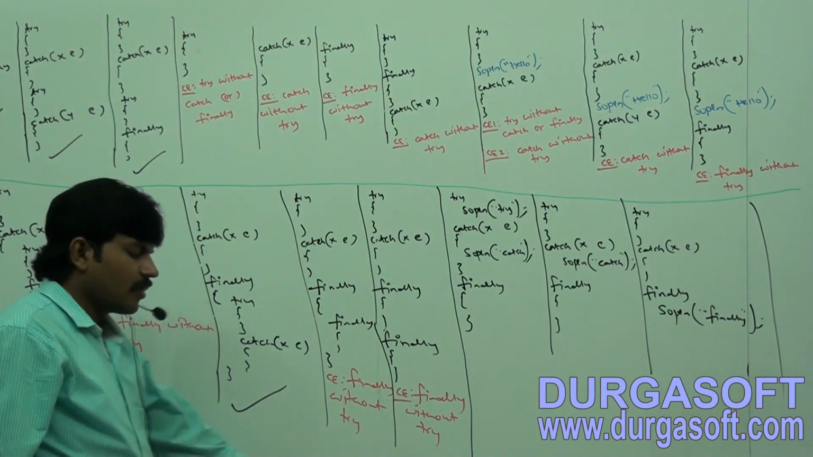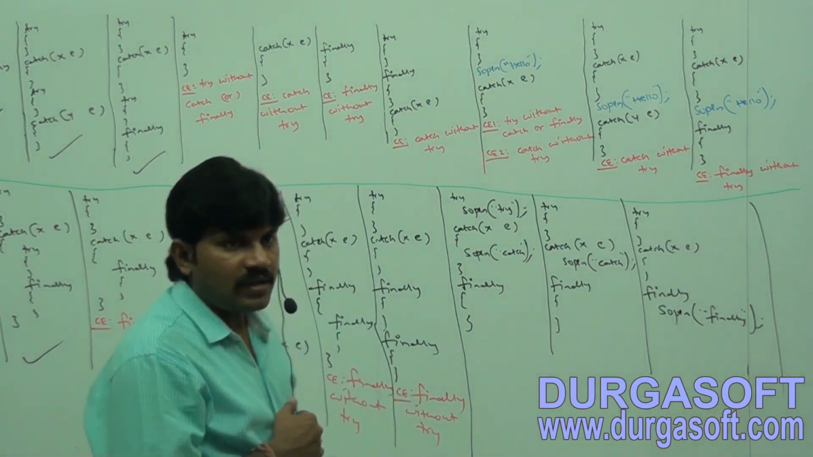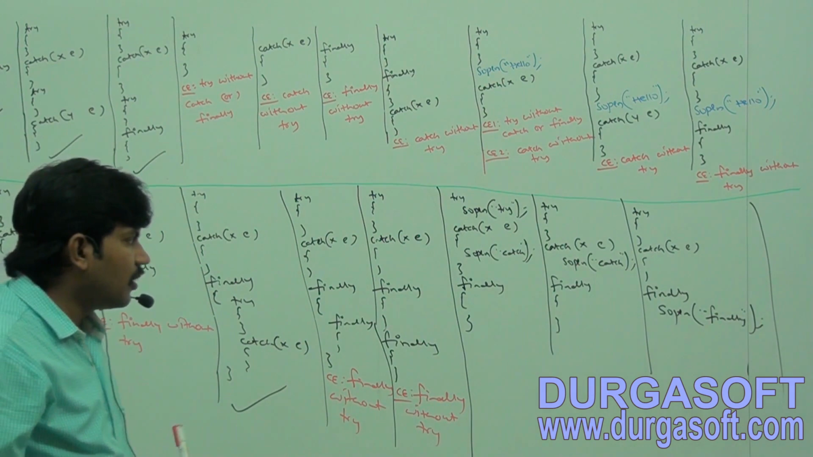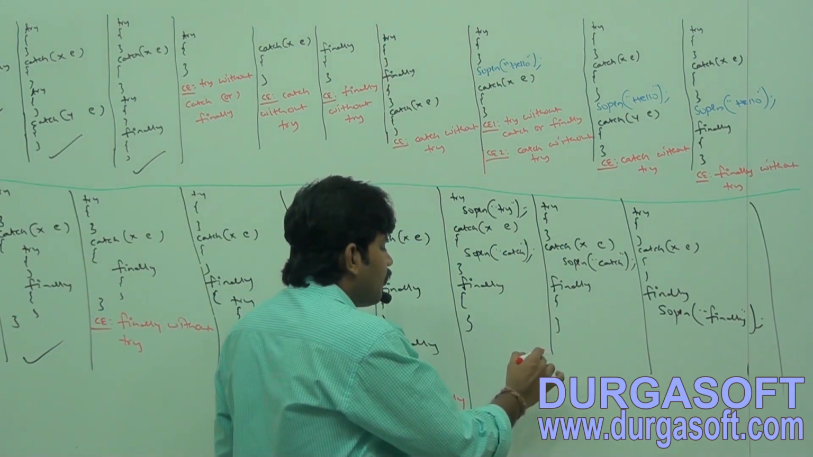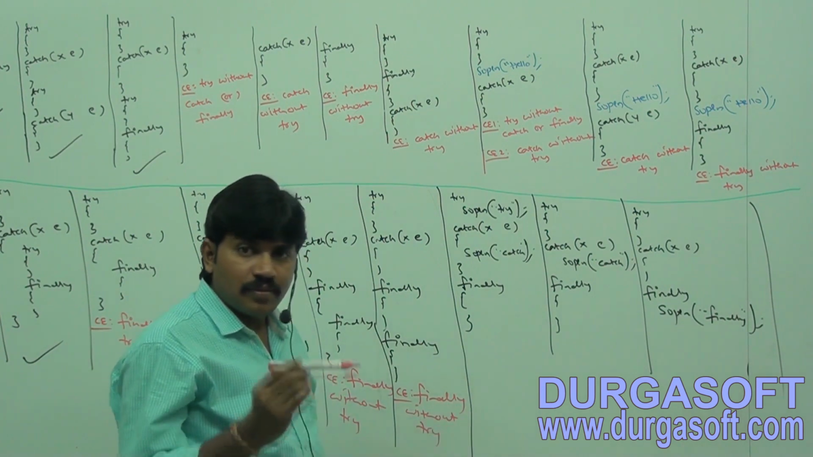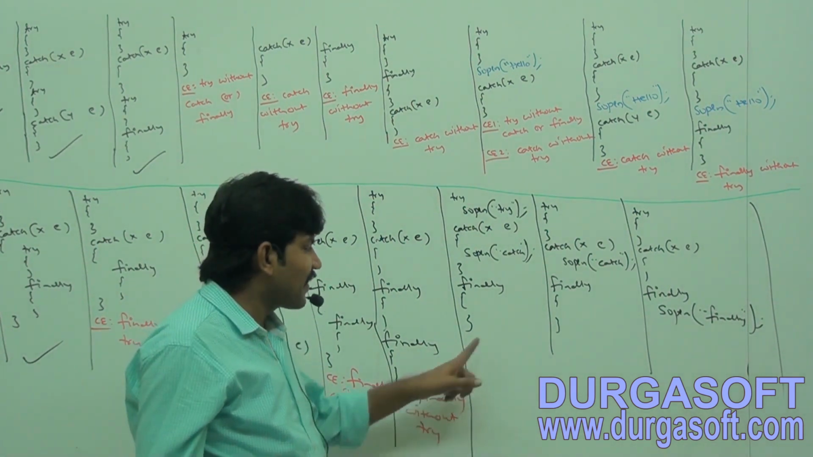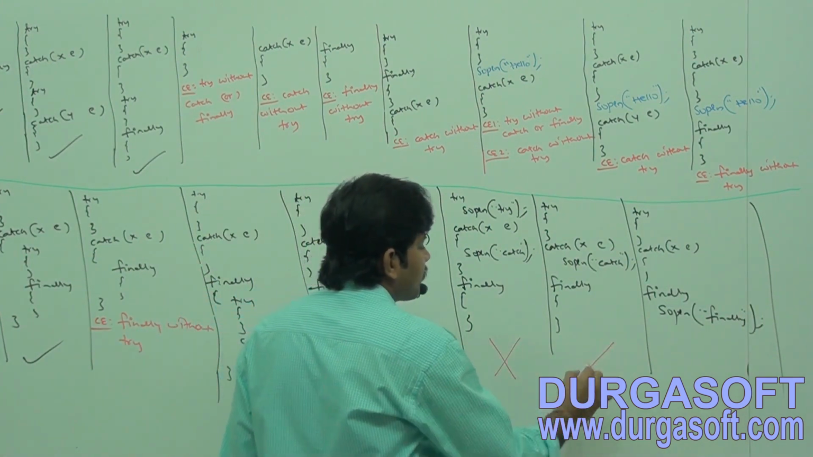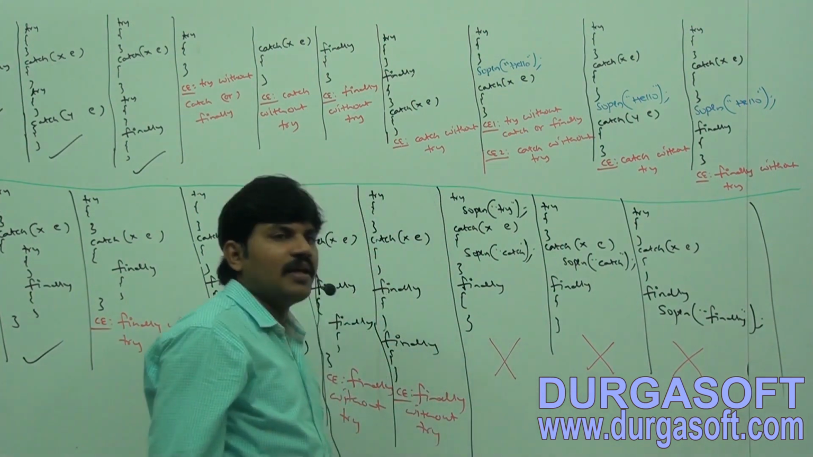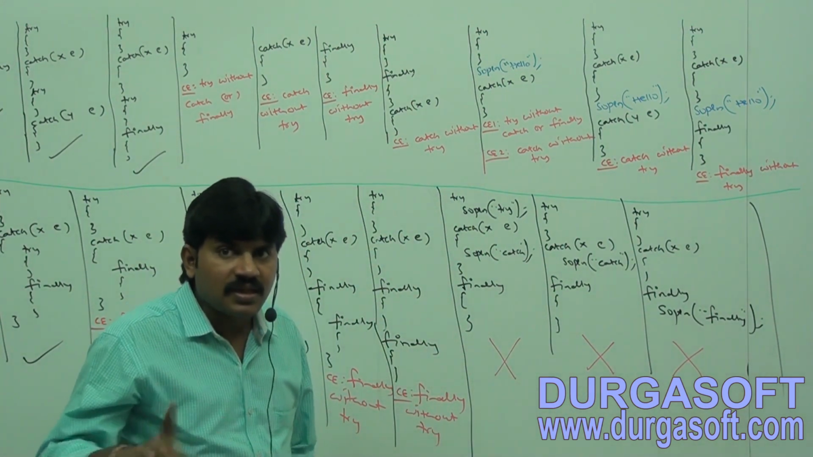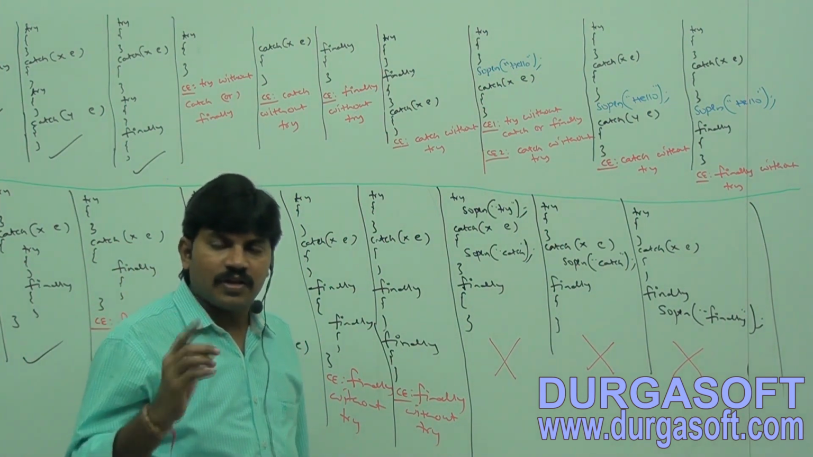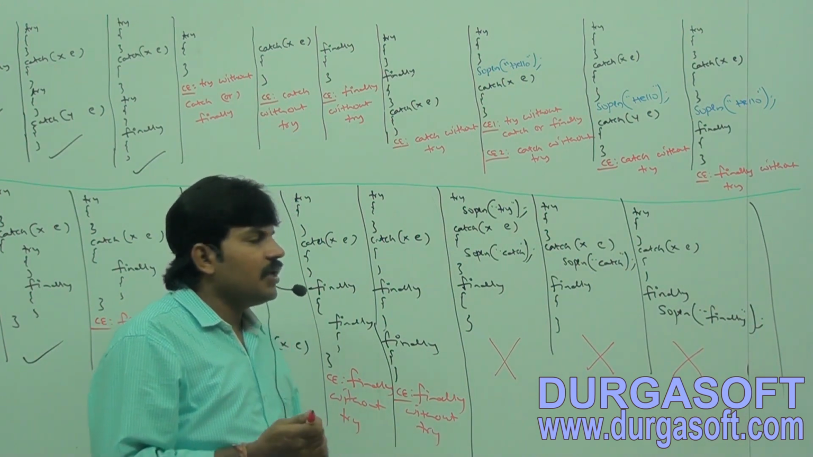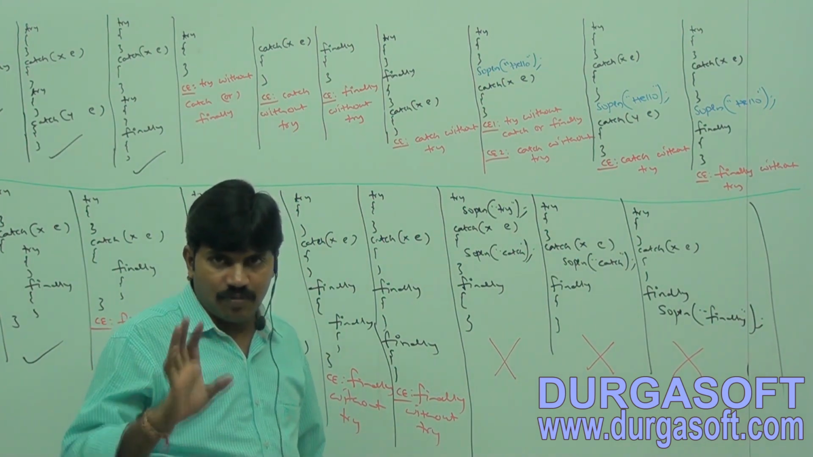Valid or invalid? Try catch finally. Make sure, 100% these are invalid, because red color is there. For try catch finally blocks curly braces are mandatory. Even though you are taking only one statement, curly braces are compulsory. Curly braces are mandatory for try catch finally blocks. Clear for all of you?